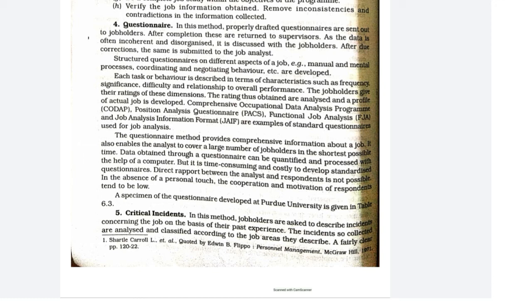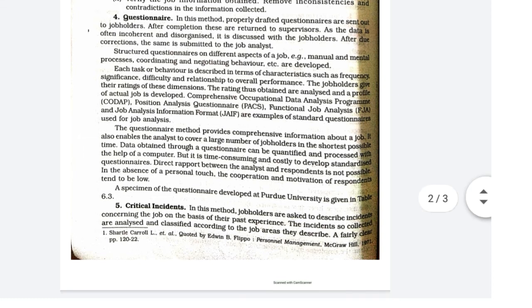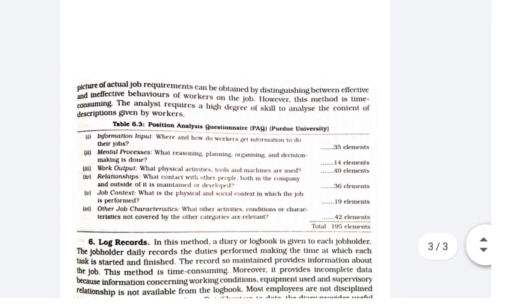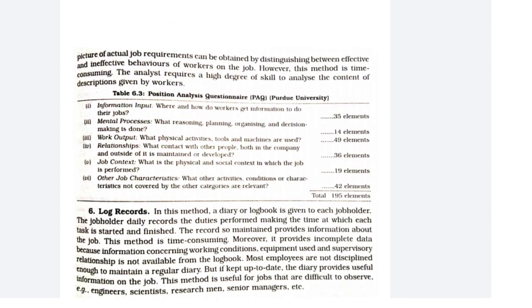So in this method, job holders are asked to describe incidents concerning the job on the basis of their past experience. That is, they will be asked what they saw in the incident. The incidents so collected are analyzed and classified according to the job areas they describe. A fairly clear picture of actual job requirements can be obtained by distinguishing between the effective and ineffective behavior of the workers on the job.